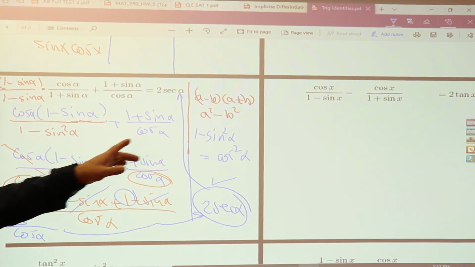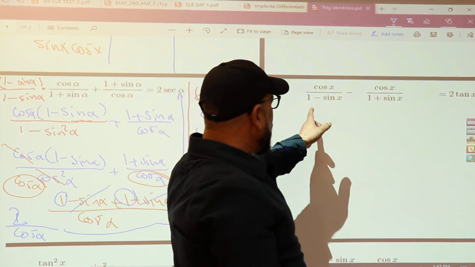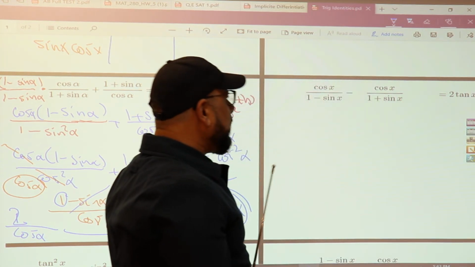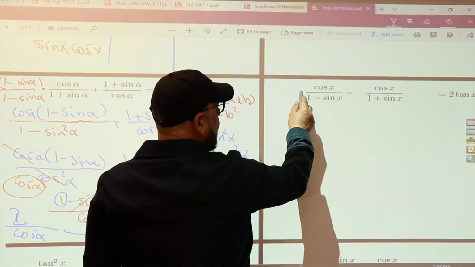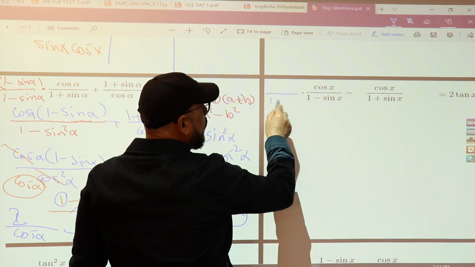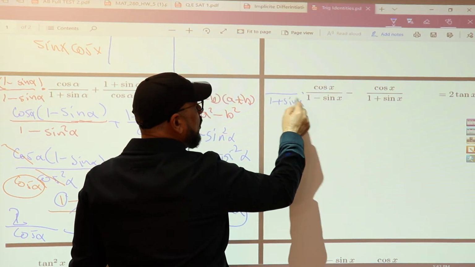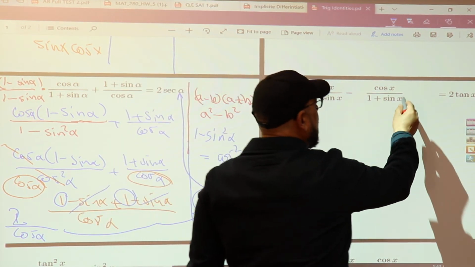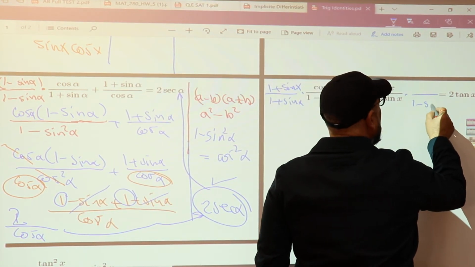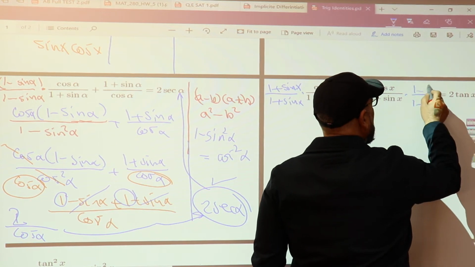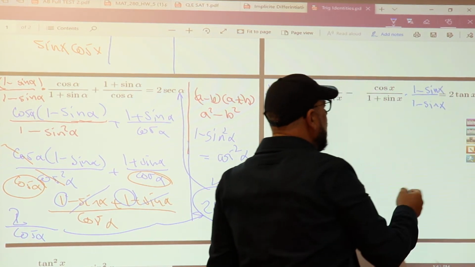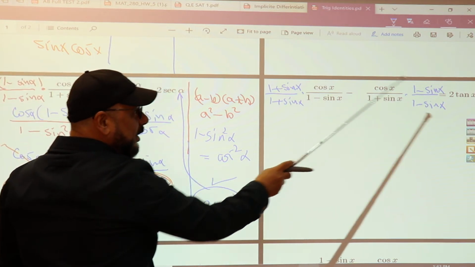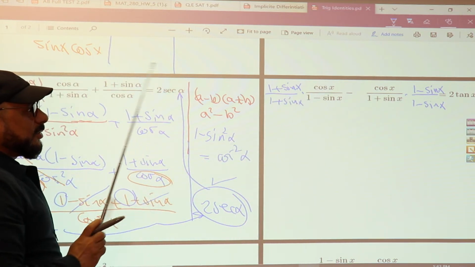Okay, the same idea here. We have cosine x over 1 minus sine x plus. What do you think I have to do here? I'm going to multiply by the conjugate. The conjugate here is what? 1 plus sine x. And the conjugate here, 1 minus sine x. You see? The conjugate of the denominator. If you have a plus, we use minus. If you have minus, use a plus. Okay.